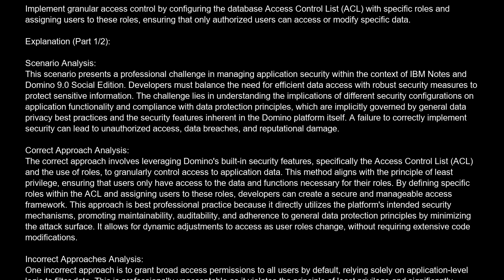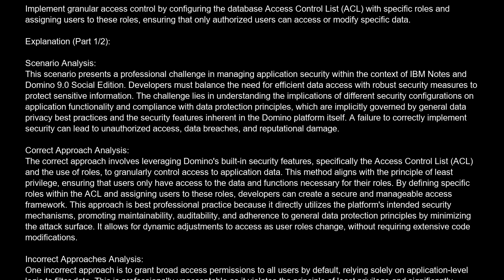Correct approach analysis. The correct approach involves leveraging Domino's built-in security features, specifically the access control list, ACL, and the use of roles, to granularly control access to application data. This method aligns with the principle of least privilege, ensuring that users only have access to the data and functions necessary for their roles. By defining specific roles within the ACL and assigning users to these roles, developers can create a secure and manageable access framework.